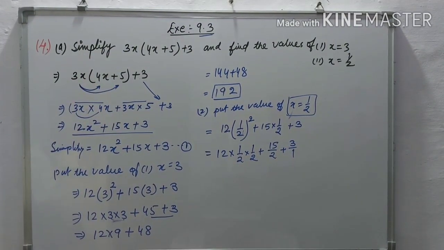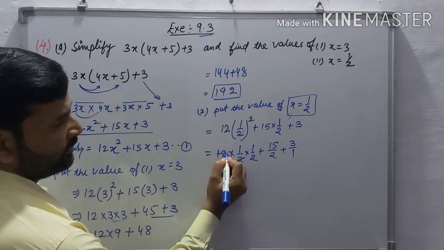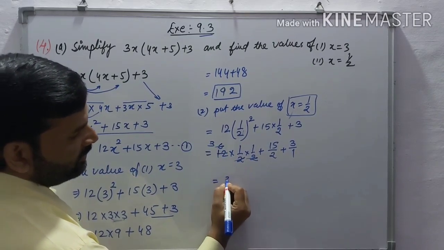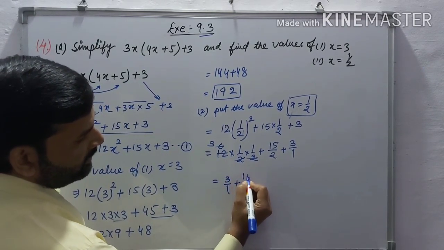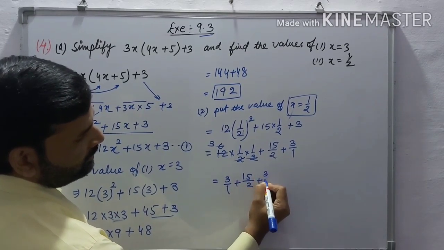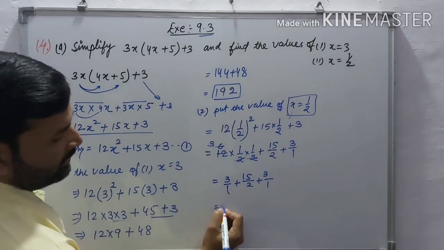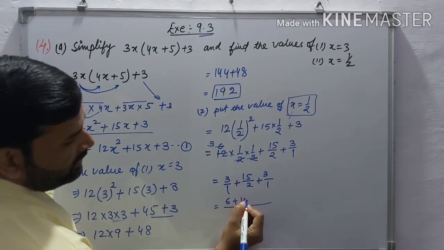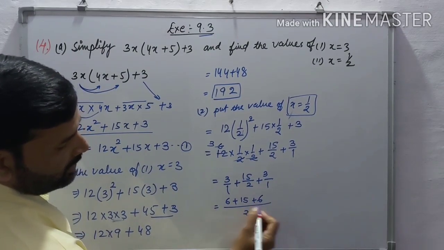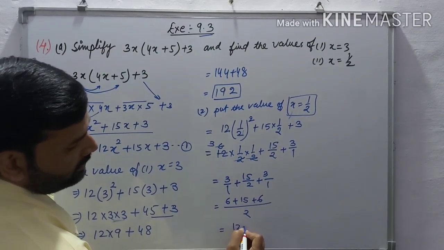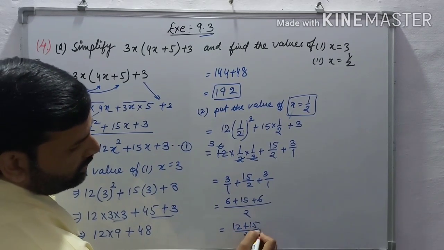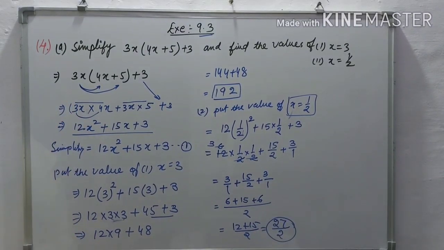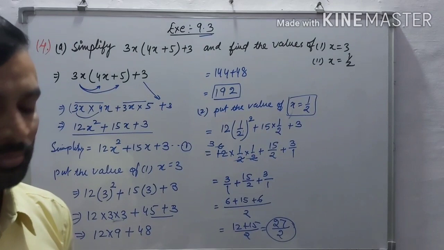3 upon 1 will be changed into a rational number. Now 2 ones are 2, 2 twos are 4, 2 threes are 6. So the answer is 3 upon 1 plus 15 upon 2 plus 3 upon 1. Okay, so you write the LCM as 2. 2 times 3 is 6, plus 15 plus 6. After some multiplication, 12 plus 15 upon 2 is equal to 27 upon 2. This is the value, 27 upon 2, where the x value is 1 upon 2.